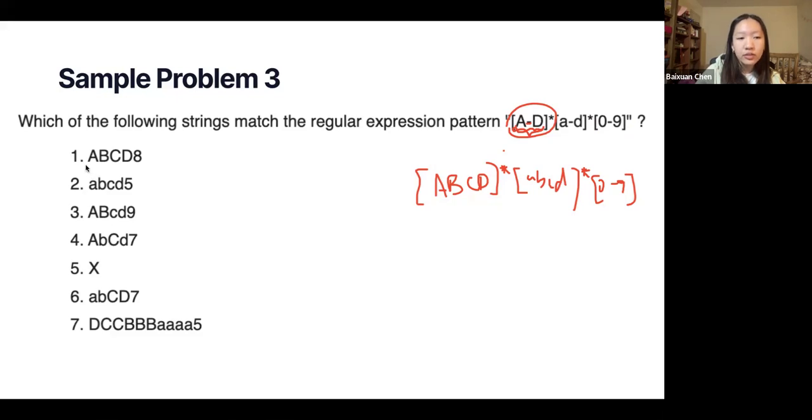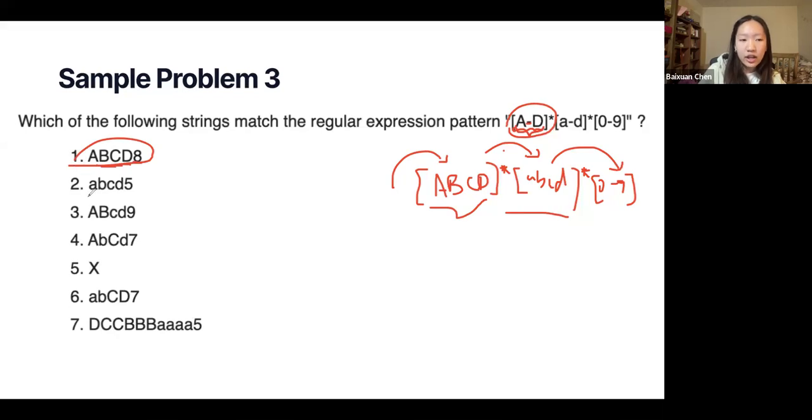For the first one, we have an uppercase A, which will go into here. And then we have an uppercase B, which also goes into the first expression. And a C and a D, which all go into the first expression. So far the string is accepted. And then we can have 0 or more of lowercase a, b, c, and d. Since there's none, it's still accepted because, again, this Kleene star represents 0 or more. And then to go to the last phase, we need a final state. We need a digit, and we do have that here. So the first string does work.